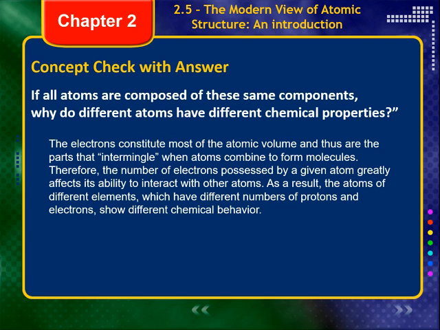Now, the electrons constitute most of the atomic volume, the electron cloud, and thus they're the parts that intermingle, the outer edges, when atoms combine to form molecules. Therefore, the number of electrons possessed by a given atom greatly affects its ability to interact with other atoms. As a result, the atoms of different elements, which have different numbers of protons and electrons, show different chemical behavior. So, while these atoms are made up of the same things, it's the relative numbers of protons and electrons that give them their different chemical behaviors.